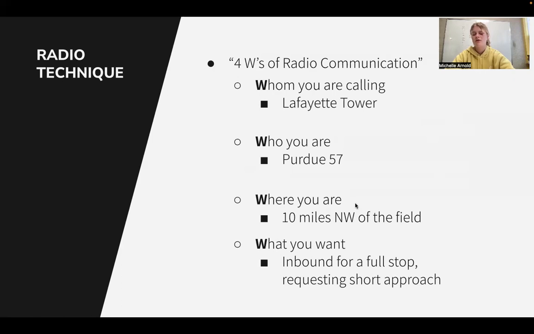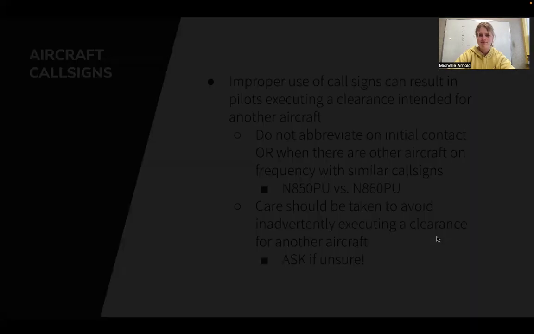Where you are, if you're coming inbound, you could say 10 miles northwest of the field, and what you want. So in this example, we have Lafayette Tower, Purdue 57 is 10 miles northwest of the field, inbound for a full stop, requesting short approach. So who you're calling, who you are, where you are, and what you want. Those are the 4 W's to keep in mind for any radio call.